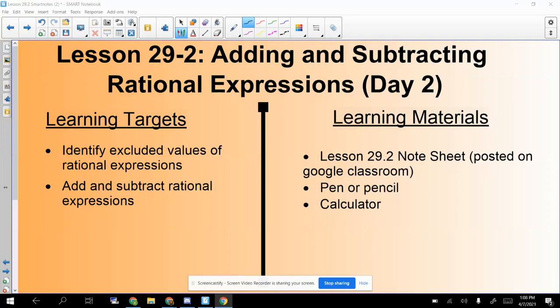Hi guys, welcome back to lesson 29-2, day 2, adding and subtracting rational expressions. Today we're going to use what we learned in our last video about finding an LCD to add and subtract rational expressions. So we are going to identify excluded values and add and subtract rational expressions of unlike denominators.